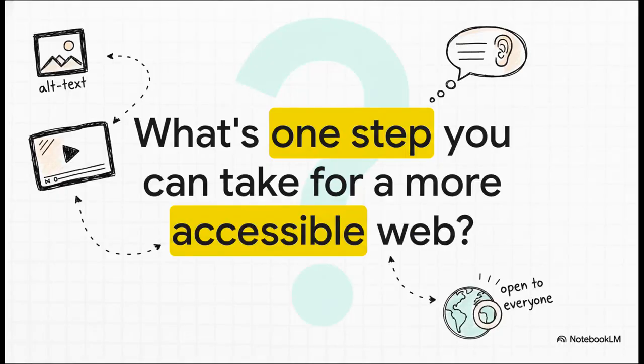So that's the whirlwind tour of the what, the why, and the how of web accessibility. It is a huge topic for sure, but it really does start with small steps, which kind of brings us full circle. So I'll leave you with this question. What's one single thing you can do? Maybe adding alt text to one image or captioning one video to make your little corner of the web just a bit more open to everyone.